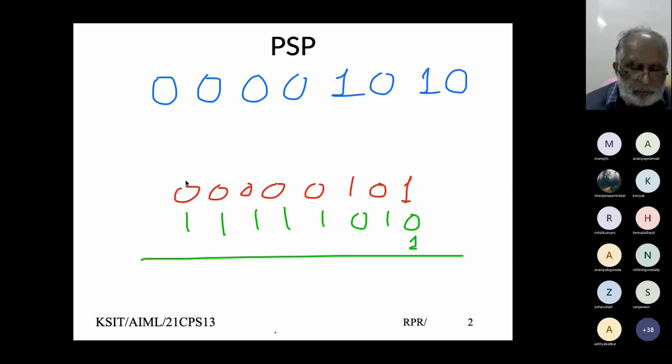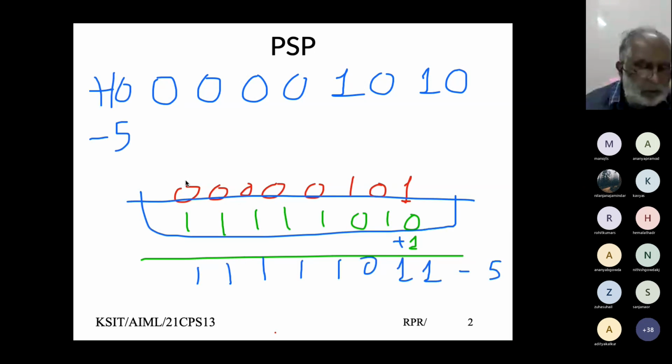So 1 and 0 becomes 1. Then this becomes 1 and the rest everything becomes 1. So this is minus 5. This is plus 10. And let me write minus 5. When I write minus 5, what I will get is 1, 1, 1, 1, 1, 0, 1, 1.